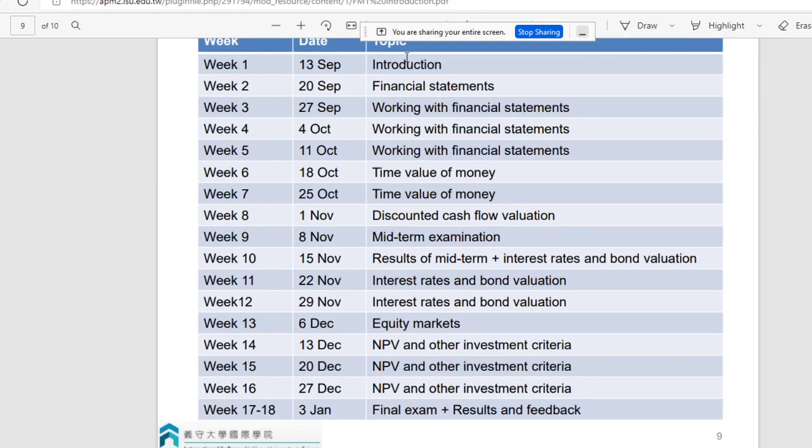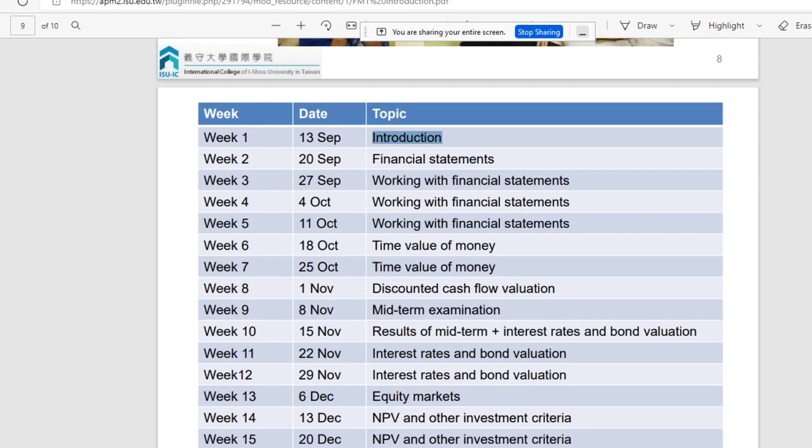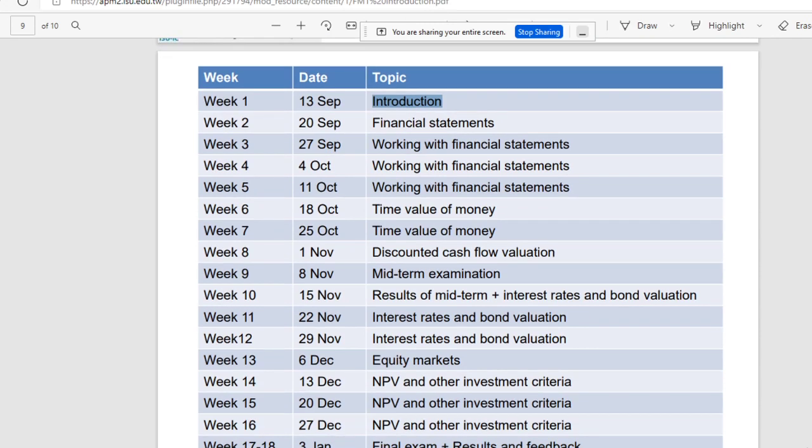Okay, today is only introduction, so nothing really difficult. A little bit about what managers do. So just some simple introduction to financial management. And starting from next week, we'll jump into more interesting things.